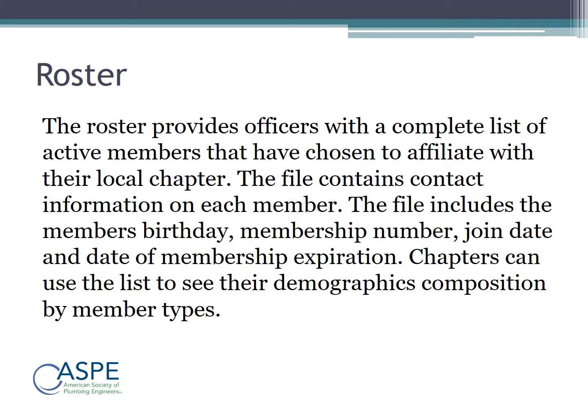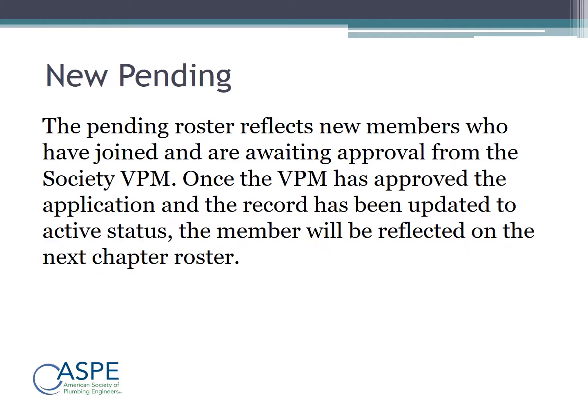Roster. The roster provides officers with a complete list of active members that have chosen to affiliate with their local chapter. The file contains contact information on each member. The file includes the member's birthday, membership number, join date, and date of membership expiration. Chapters can use the list to see their demographic composition by member types.